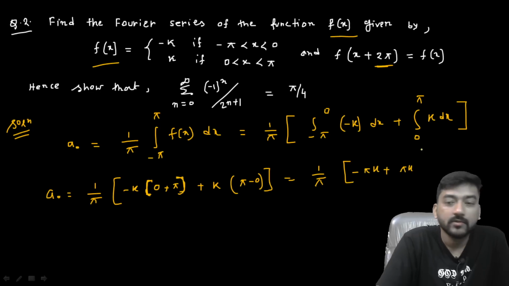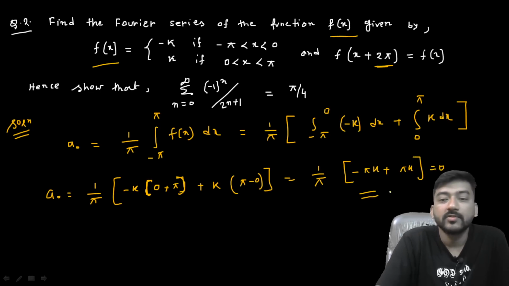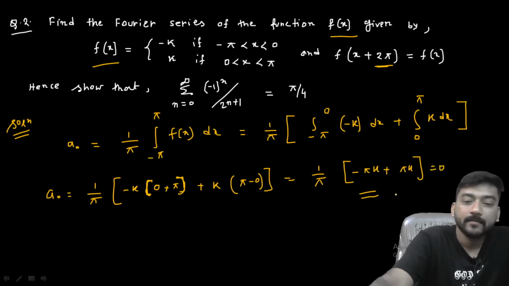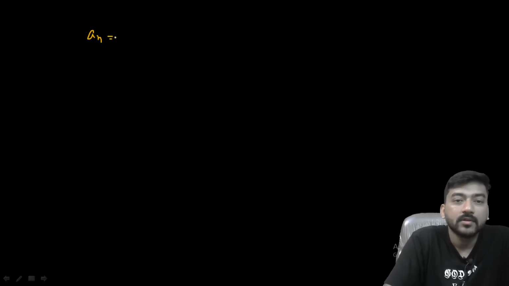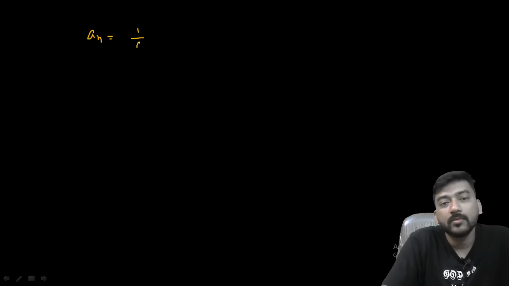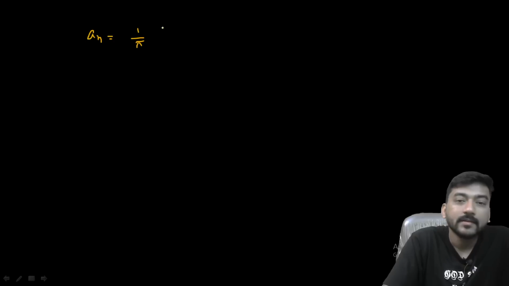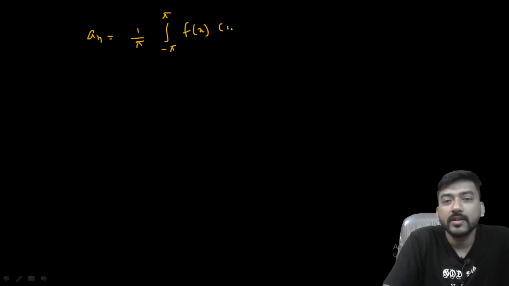Yes, a0 is equal to 0. So you will get a0 is equal to 0 here. Okay, now what is an? Now let me find out what is an. So an is equal to again 1 upon pi integration minus pi to pi f of x cos nx dx.